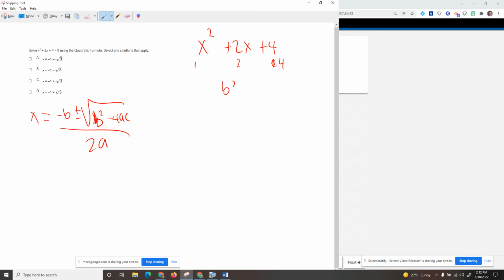I like to figure out what the discriminant is first. So B squared minus 4AC. B is 2. A is 1. C is 4. 2 squared is 4. And then negative 4 times 1 is negative 4. Negative 4 times 4 is negative 16. 4 minus 16 is negative 12. So that is the number under the square root. So at this point, since the discriminant is negative, I know the solution is going to be imaginary. So I can eliminate B and I can eliminate D because those are both real. It's either going to be A or C.